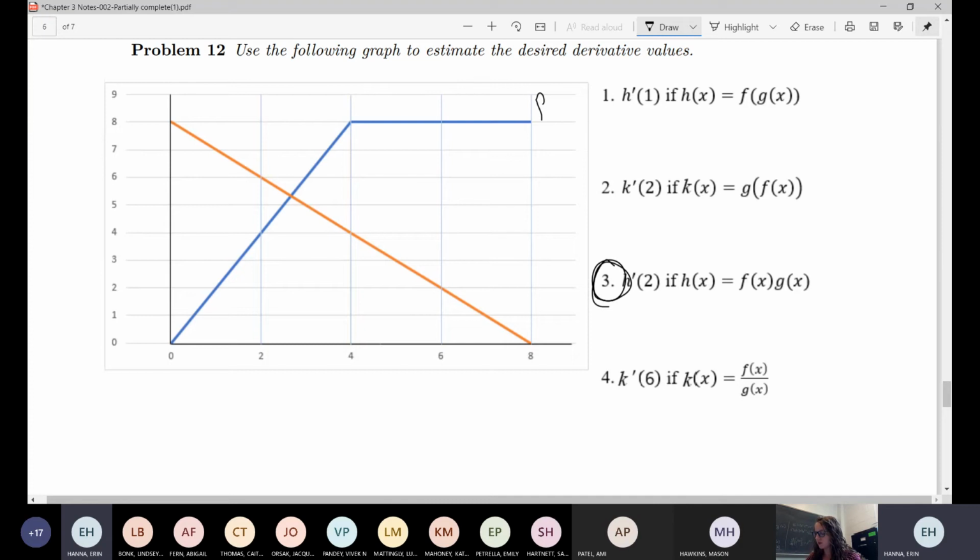Also, for some reason, these functions weren't labeled. I thought I labeled them, but they weren't. So the blue one is going to be f of x, and the orange one is going to be g of x.